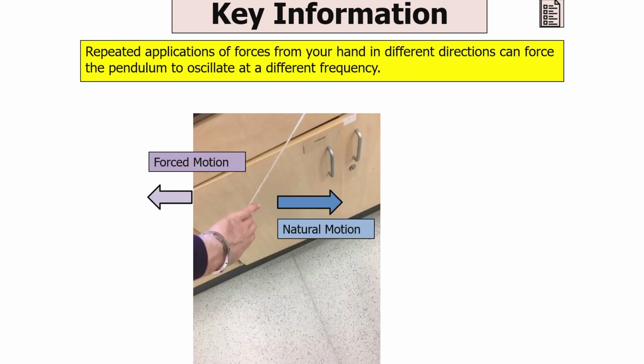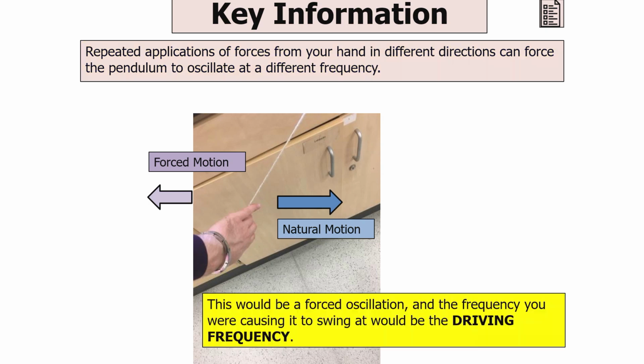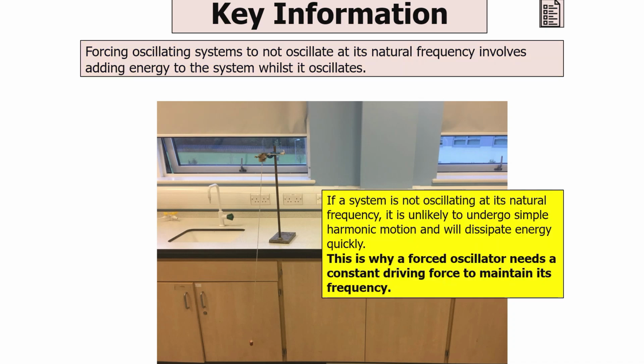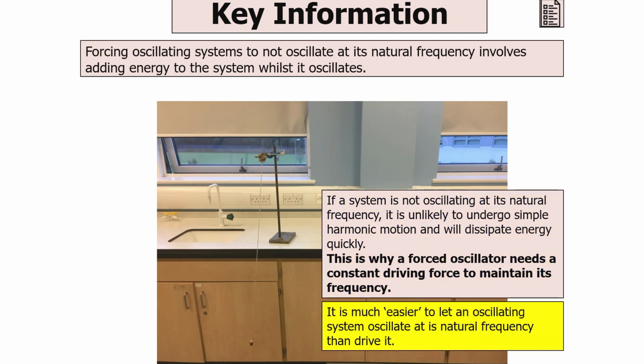Repeated applications of forces from your hand in different directions can force a pendulum to oscillate at a different frequency. This would be a forced oscillation, and the frequency you were causing it to swing at would be the driving frequency. So forcing oscillating systems to not oscillate at their natural frequency involves adding energy to the system while it oscillates. If a system is not oscillating at its natural frequency, it is unlikely to undergo simple harmonic motion and will dissipate energy quickly. This is why a forced oscillator needs to maintain a constant driving force to maintain its frequency. It's much easier to let an oscillating system oscillate at its natural frequency than drive it.